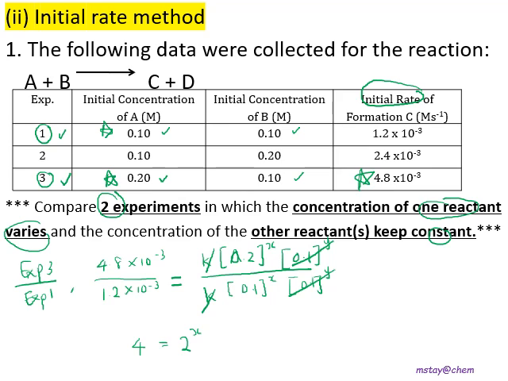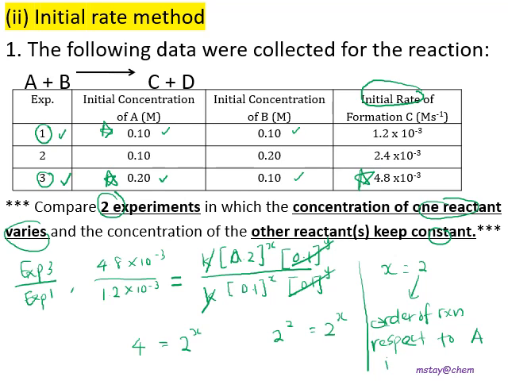So from here we know that 2 to the power of 2 equals 2 to the power of X. So X will equal to 2. So the order of reaction with respect to A is second order.